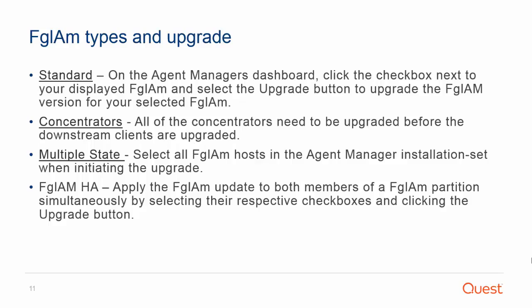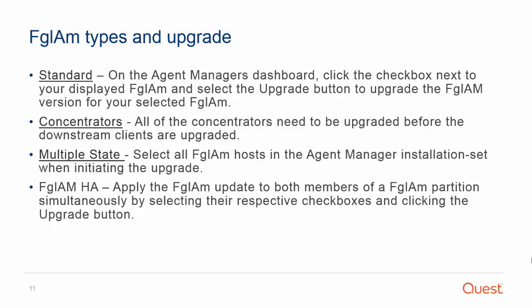Foglight Agent Manager types and upgrade. Standard installations: on the Agent Manager's dashboard, click the checkbox next to your displayed Fog-Alarm and select the Upgrade button to upgrade the Fog-Alarm version for your selected Fog-Alarm. Concentrators: all of the concentrators need to be upgraded before their downstream clients are upgraded. Multiple state: select all Fog-Alarm hosts in the Agent Manager installation set when initiating the upgrade.